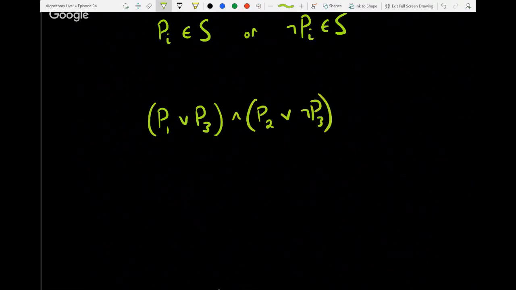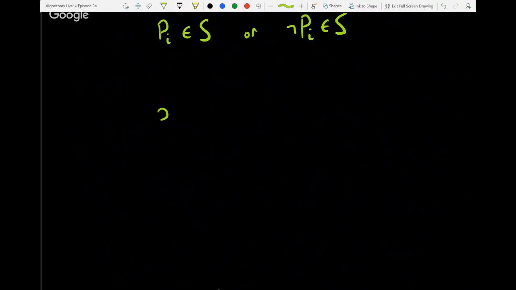Something like this. I want to talk about how to add other pieces. One of the other pieces that we could add is XOR. Exclusive OR is one or the other, but not both. You can always add XOR to your conjunctive normal form and it will work out.